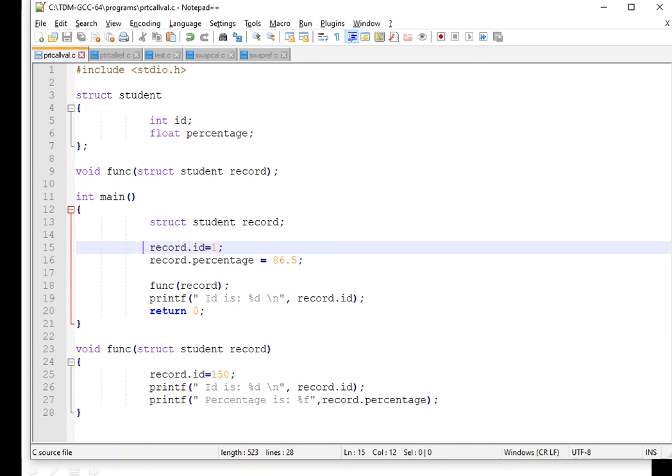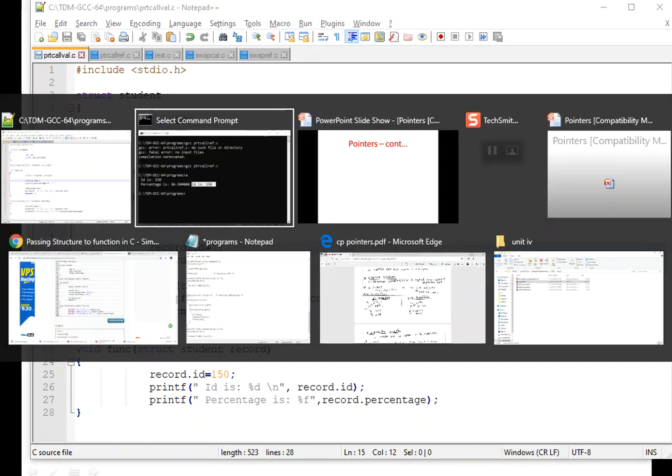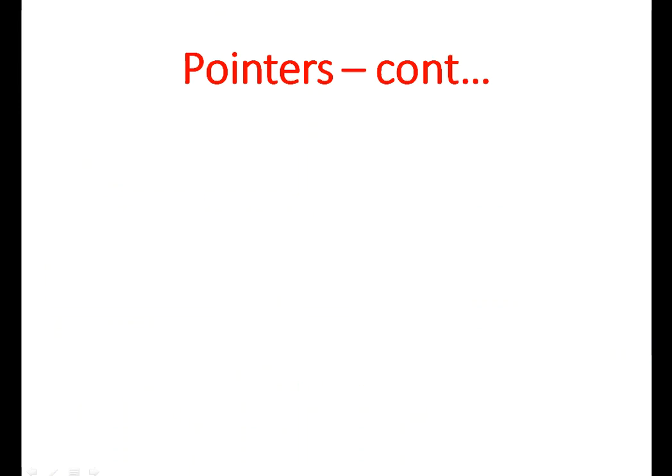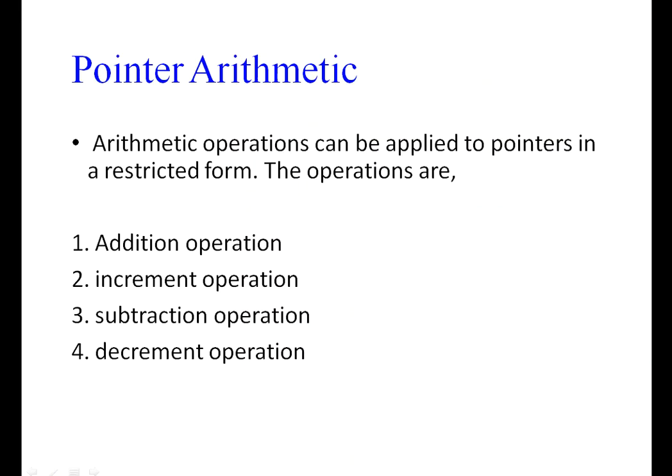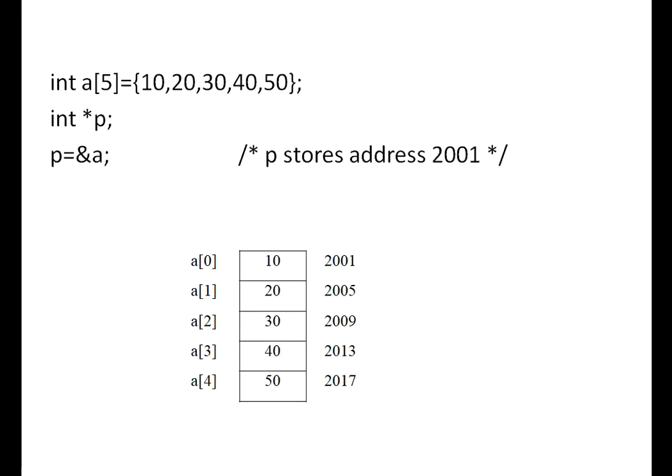So pointers play a major role in C programming and C++ also. There is something called pointer arithmetic: what are the operations we can do with pointers, like addition, increment, subtraction, decrement? This example will clearly tell you the use of it.